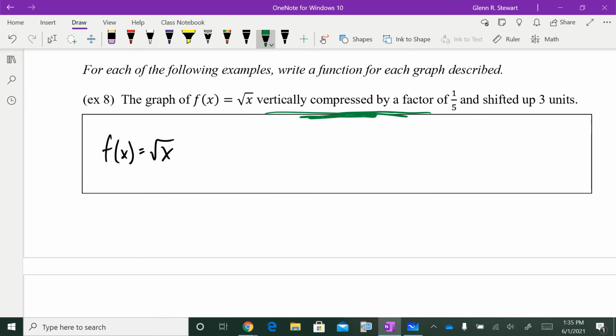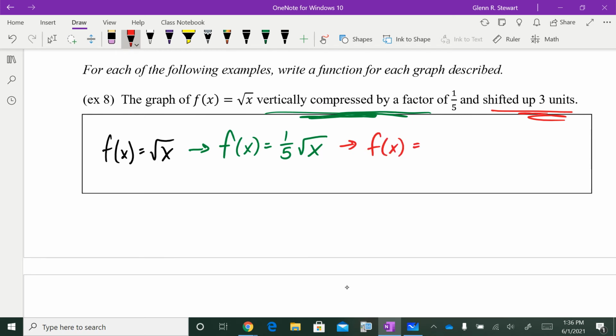And then we're going to look at what vertical compressed by a factor of 1/5 actually means. Vertical means that it's going to go on the outside of our radical. Because it's a compression of 1/5, it means that we're using multiplication. So we're then turning our f of x is equal to the square root of x into f of x is equal to 1/5 square root of x. And then it says shifted up 3 units. That's also a y move or an outside move. So it'd be f of x is equal to 1/5 square root of x plus 3. That would be our final result.